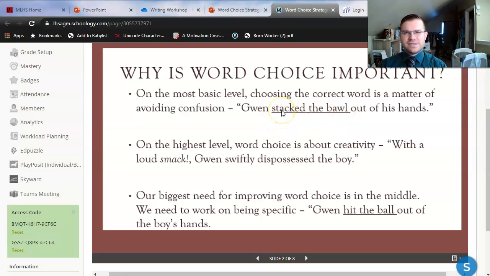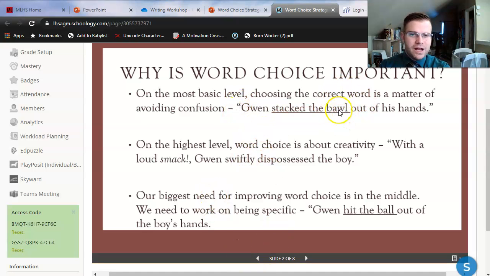The word stacked doesn't seem right either. To stack means to put things one on top of another. I think the writer meant smacked here, right? Gwen smacked the ball out of his hands is a much better sentence because it's clearer. So on the very most basic level, I want to make sure that we're all good on word choice by choosing the correct word to avoid confusion.